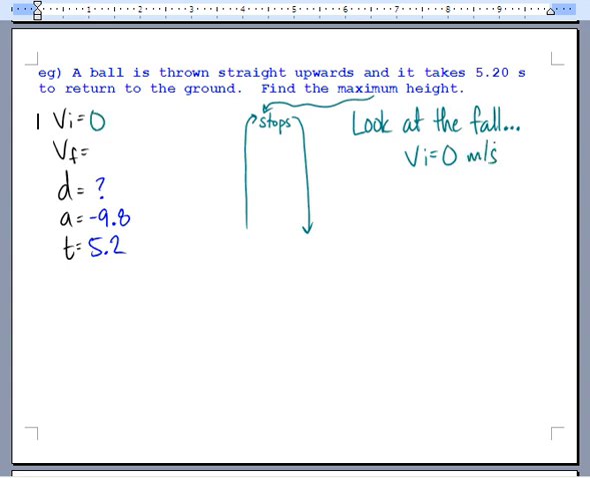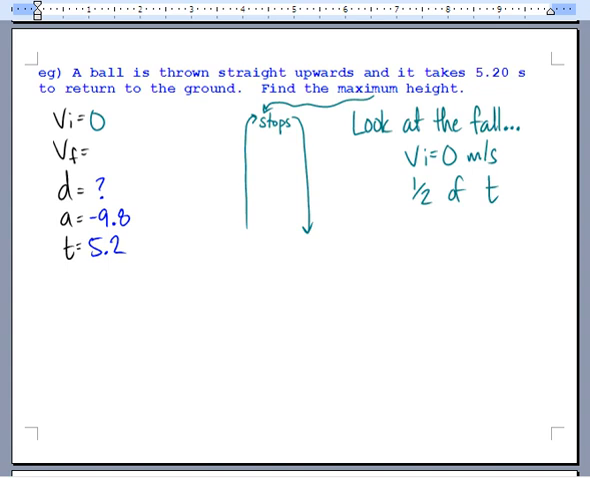0 meters per second. Although we have to be a little bit cautious here, because if we're looking at the fall, then we're only looking at half the trip. We've ignored the first half, the going up. And that means we actually have to take the time and cut it in half. So we need to use only half of your total time.